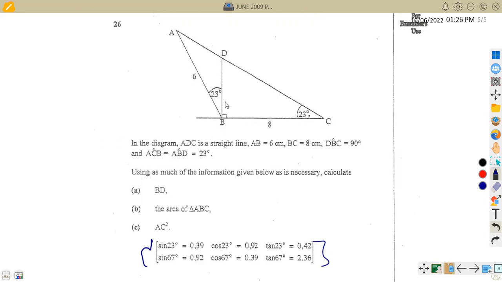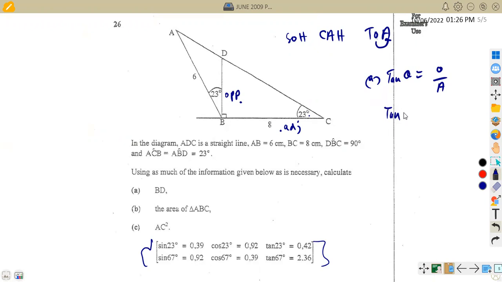We've got this angle of 23. This is your opposite, and 8 is your adjacent. So from our soccer tour there, we need opposite and adjacent. It's found on tan. So we are going to use tan here. Tan theta is equal to opposite over adjacent, whereby tan theta, that is the angle of 23 degrees, is equal to the opposite, which is our BD, over the adjacent, which is 8. To calculate BD, just cross multiply 1 times BD. That's BD is equal to 8 times tan 23 degrees.